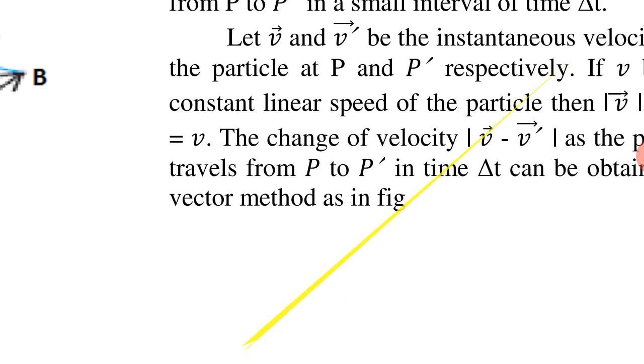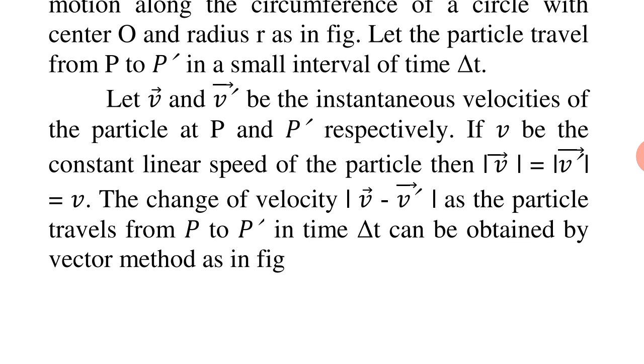So now see the same explanation here. Delta V means change in velocity. If you want, just V minus V dash, the magnitude of V minus V dash gives the change in velocity. But the magnitude of V and the magnitude of V dash are the same, remember. So the change in velocity is the magnitude of V minus V dash.